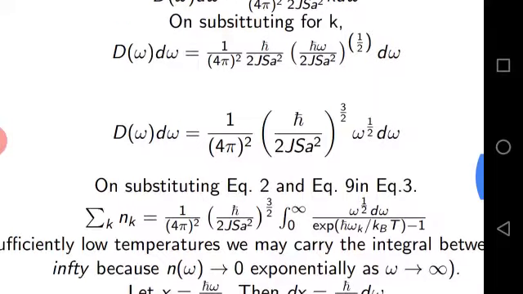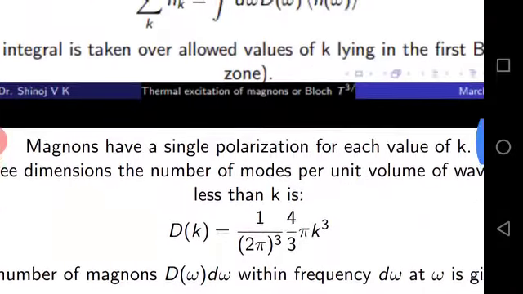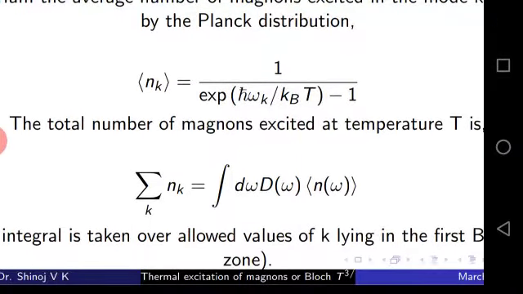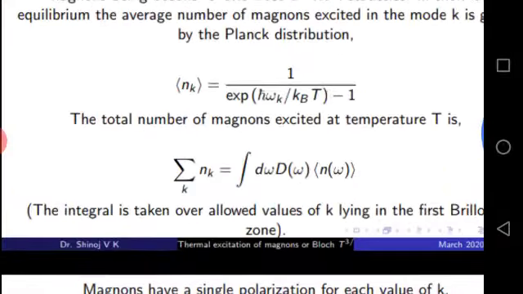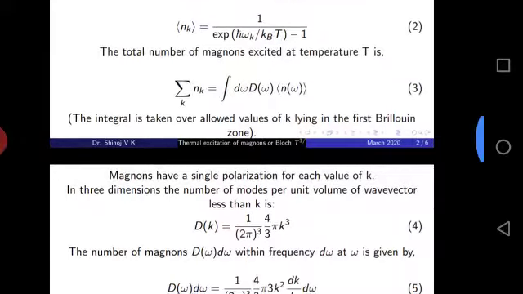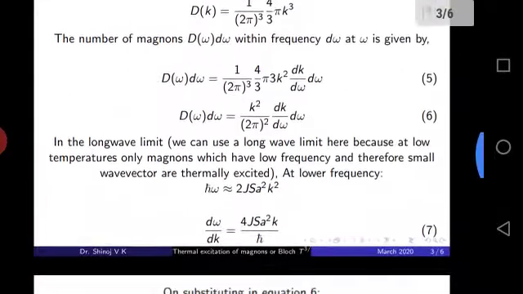Now we are going to substitute for this D(omega) d omega, and the average value in this one, that is the total number of magnons, can be calculated from this expression, integral D(omega) n(omega) d omega. So we are going to substitute for D(omega) and n(omega) here, and we are going to take the integral from 0 to infinity, because this n(omega), which is 1 by e raised to h cross omega by kT minus 1, tends to 0 as omega tends to infinity, because e raised to minus infinity is 0, right? So the integral will be taken from 0 to infinity.